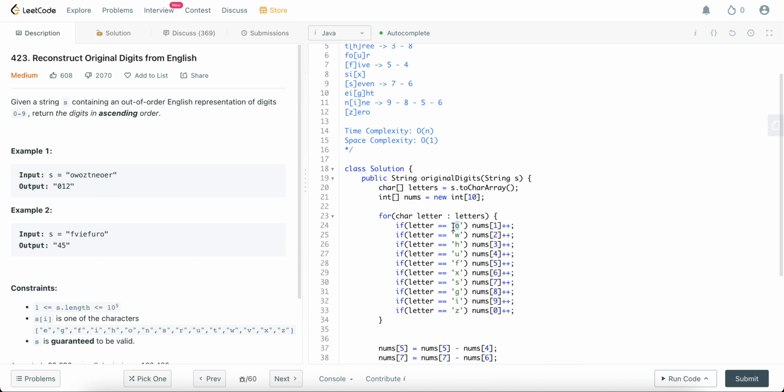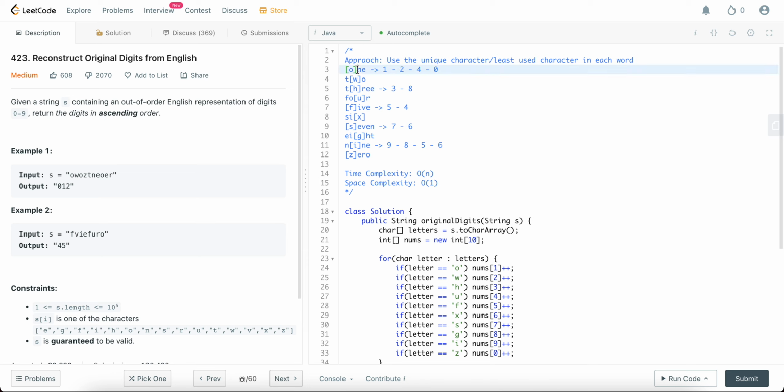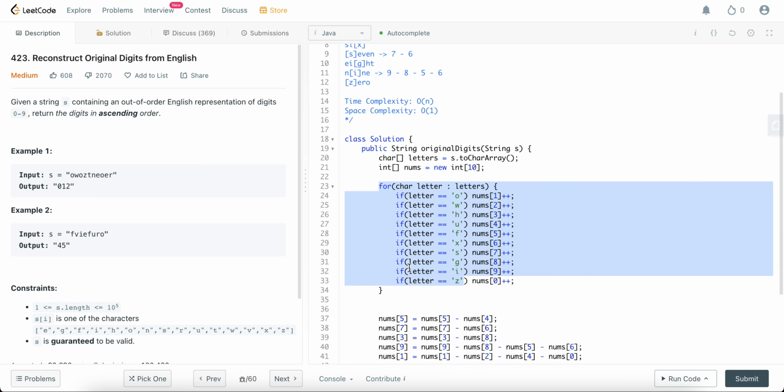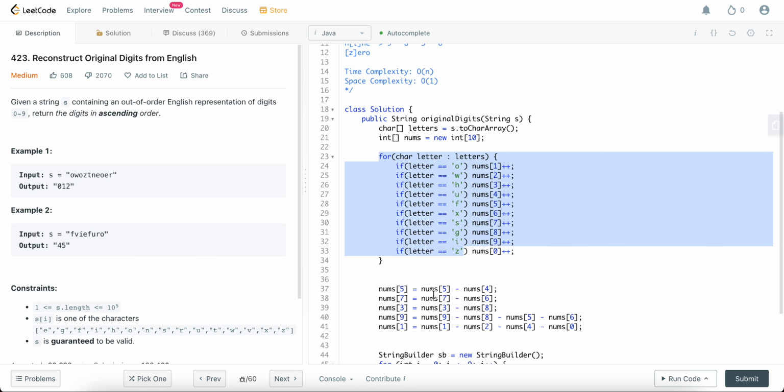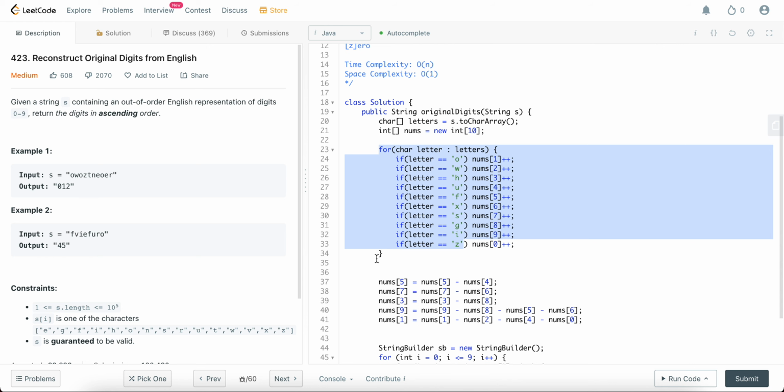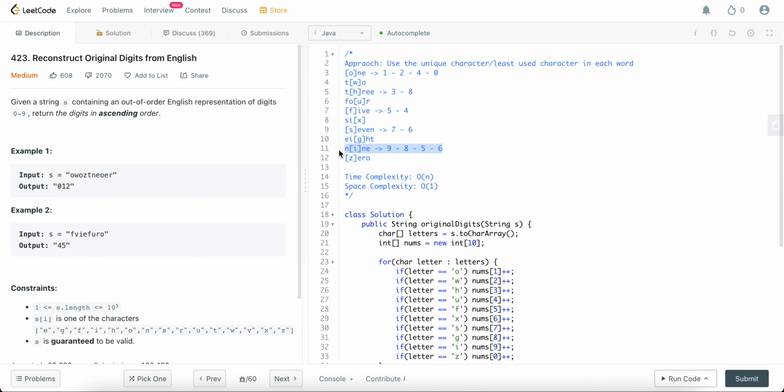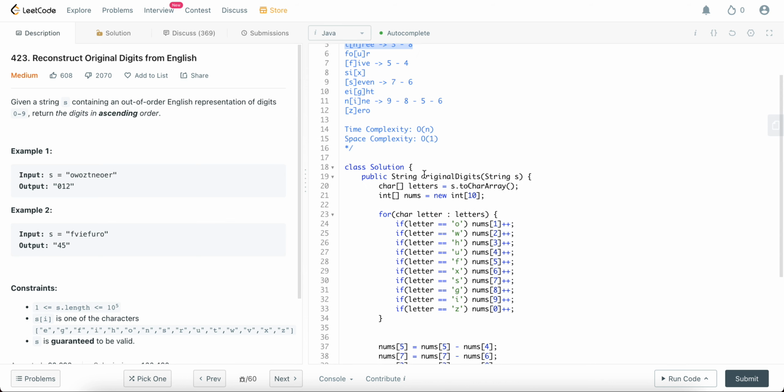So for O, we know O appears uniquely only in 1, so you increment 1, and you do that for all of them. W for 2, H for 3, right? So you go through all of the letters and increment them. However, some of the digits that you see here have letters that can appear in other words as well. So what you do is you subtract for them.